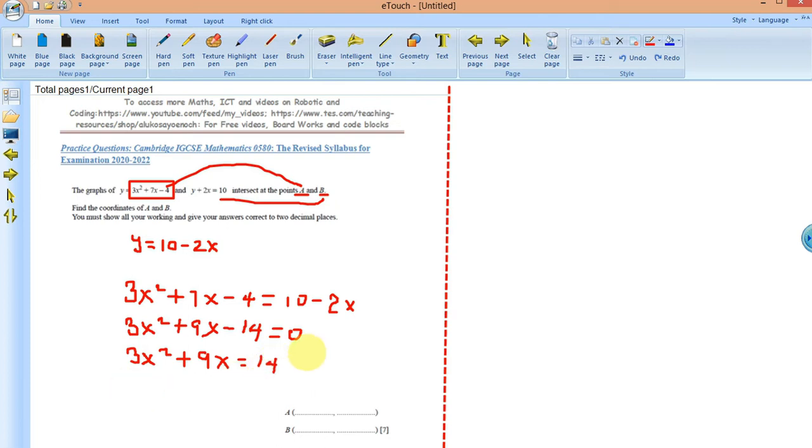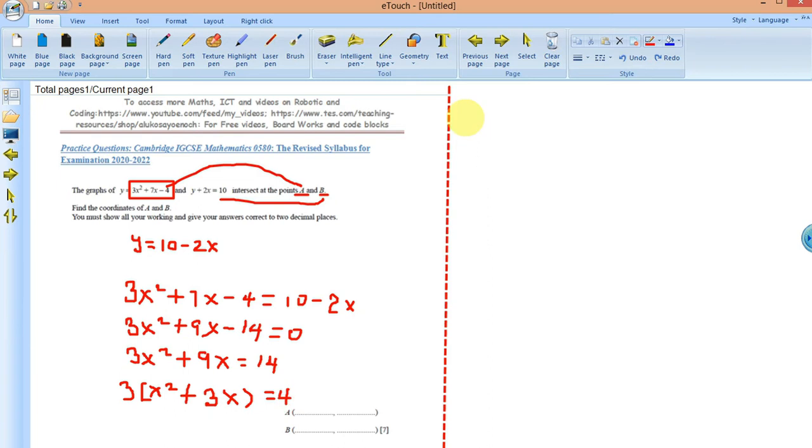Then I'm using the completing the square method. Sorry about that, guys. So 3 is a factor here, the highest common factor is 3, so I factor out 3, 3 times x squared plus 3x, then equals 14.